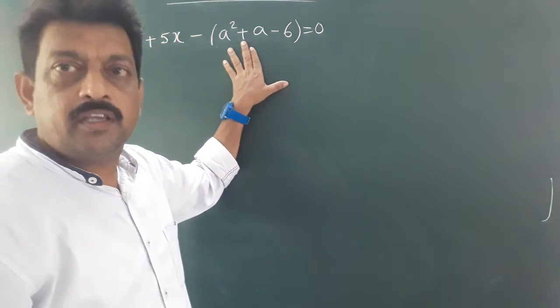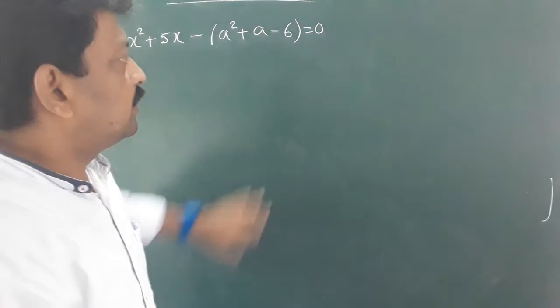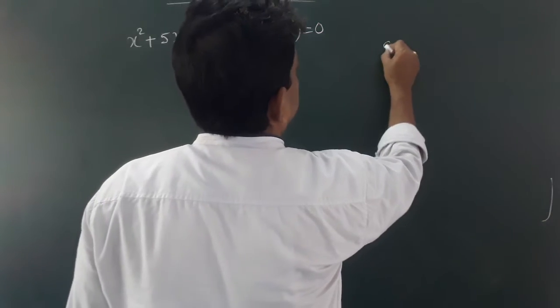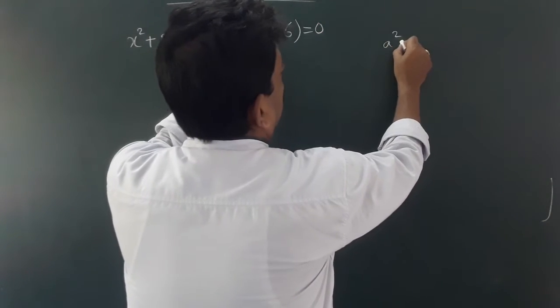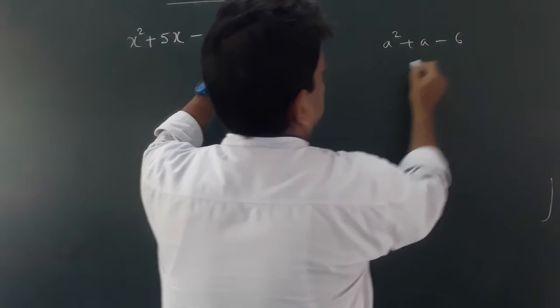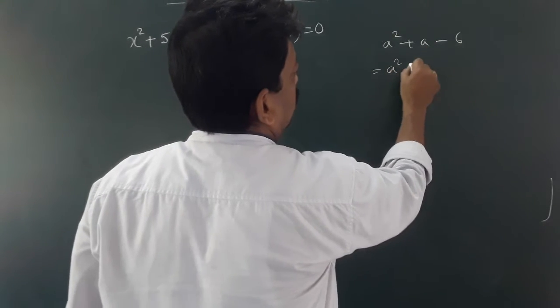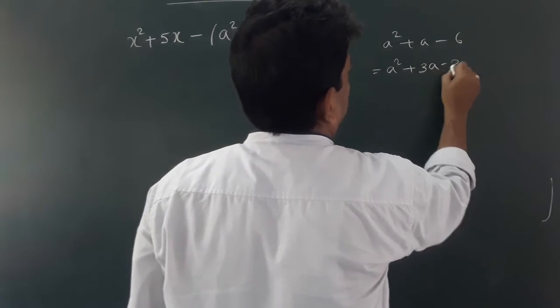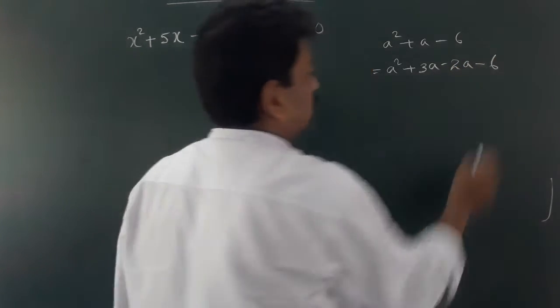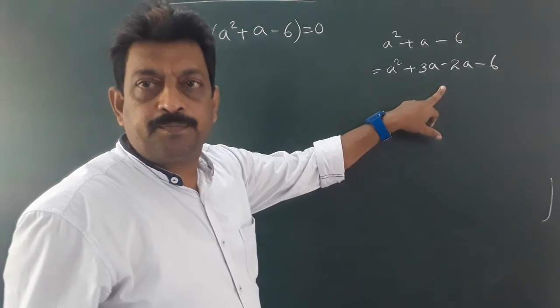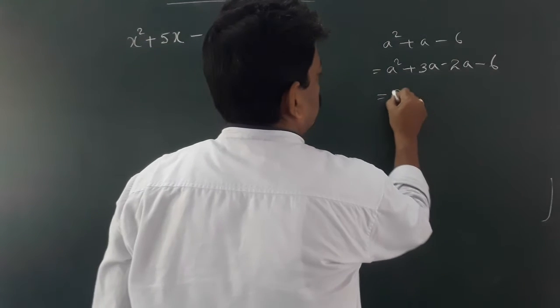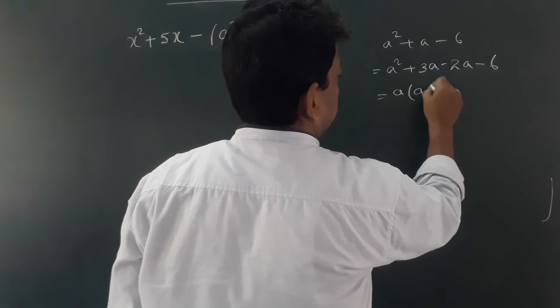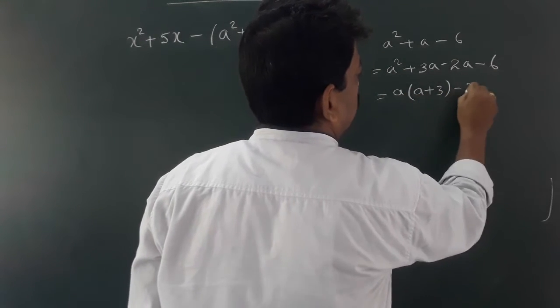This constant is a square plus a minus 6. Let me factorize it here. So a square plus a minus 6 can be written as a square plus 3a minus 2a minus 6, splitting the middle term. Okay, so a common, a plus 3, and minus 2 common, a plus 3.